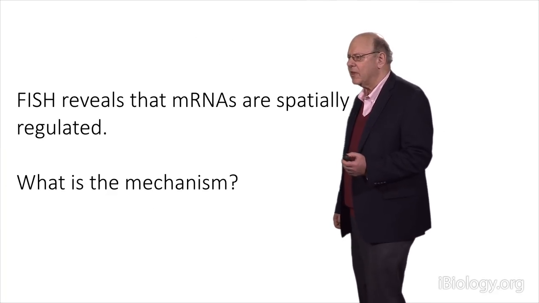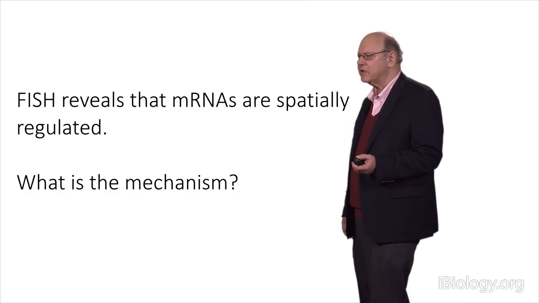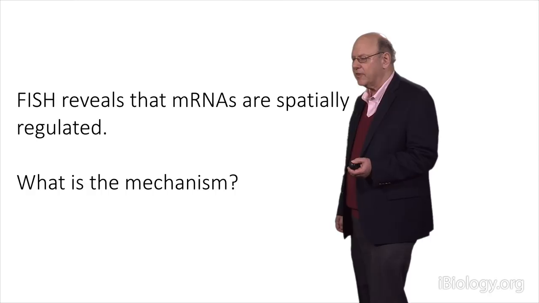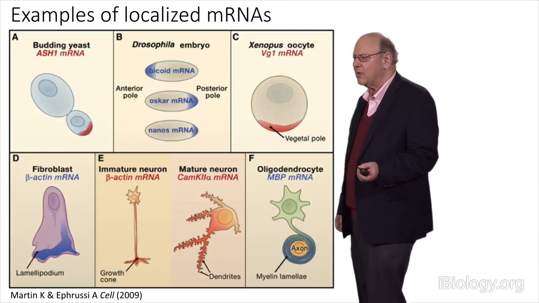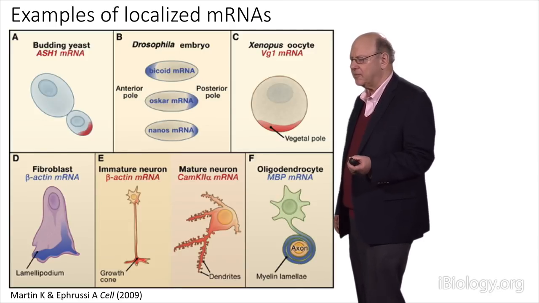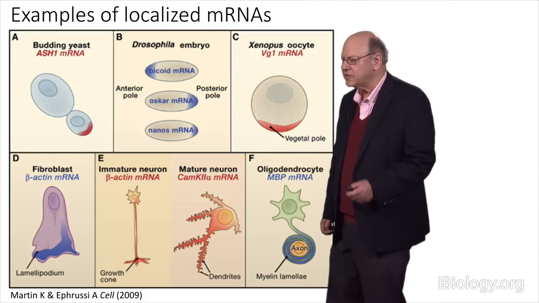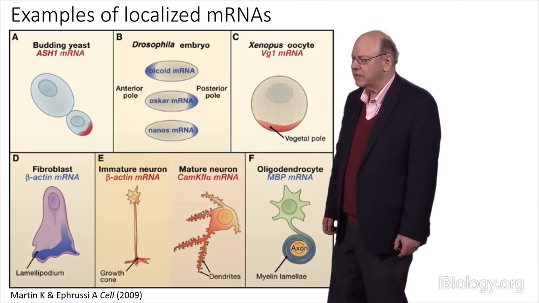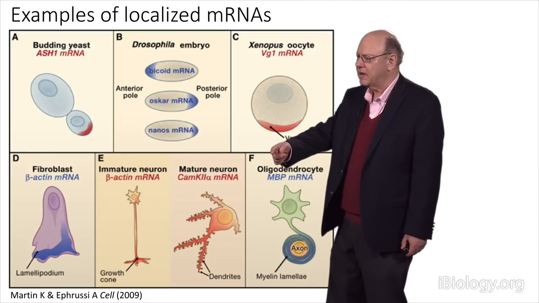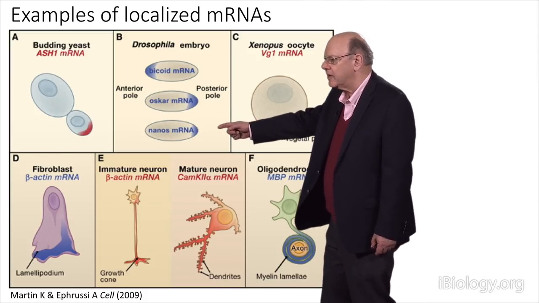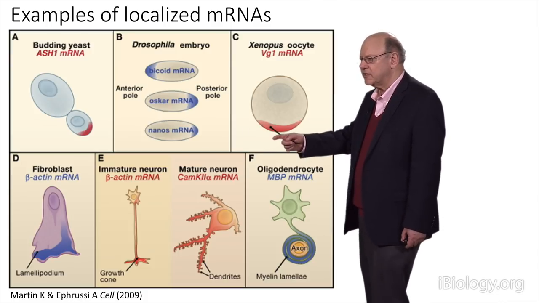Now, one of the things that FISH revealed for us is that mRNAs are spatially regulated, and what's the mechanism for this? So there are now many, many examples of localized mRNAs. I think most mRNAs are localized somewhere in the cell. They're not accidentally floating around randomly. And there are really a number of examples in development, such as in Drosophila embryos or in Xenopus oocytes.